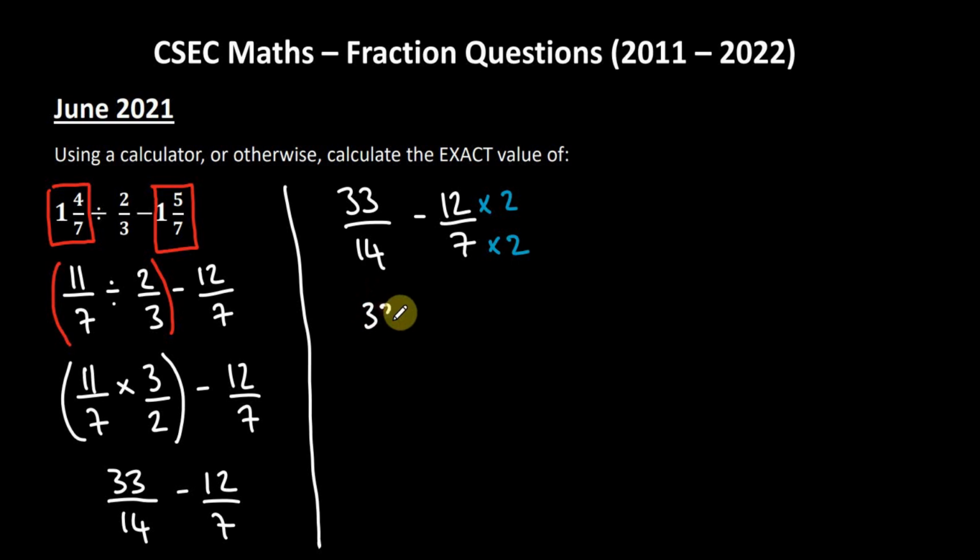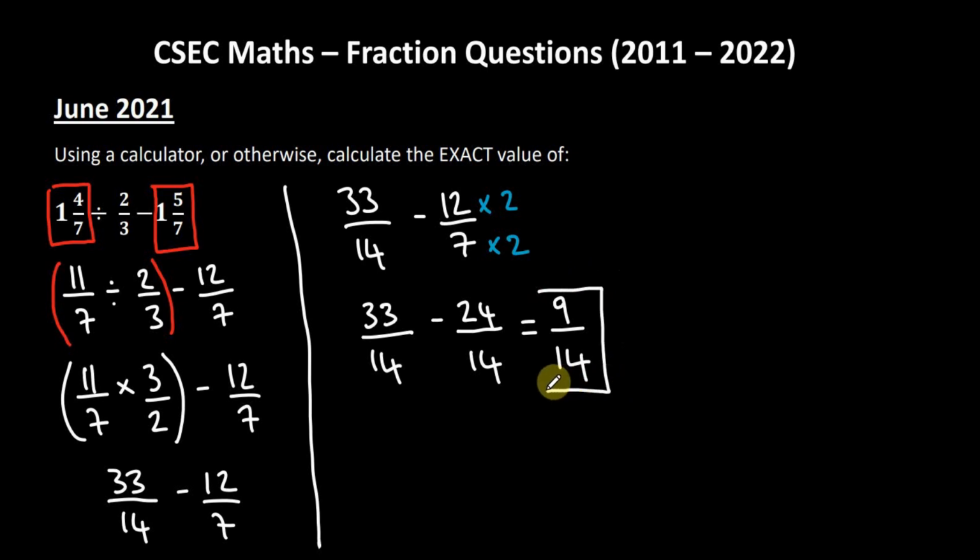So I'll have 33 divided by 14 minus 12 times 2, that's 24, divided by 7 times 2, that's 14. And 24 from 33, that's 9. And we keep the common denominator here, which is 14. So 9 out of 14 would be our answer right there.